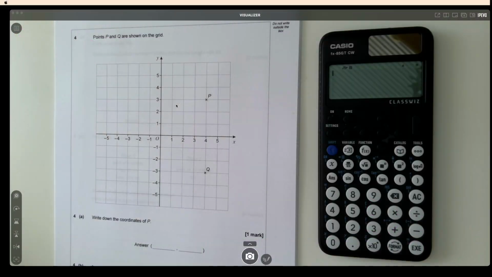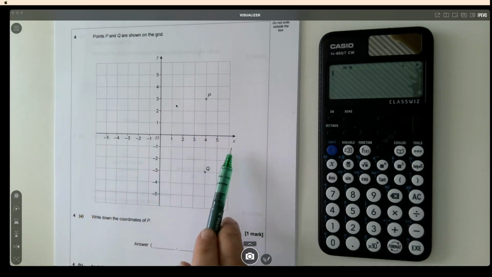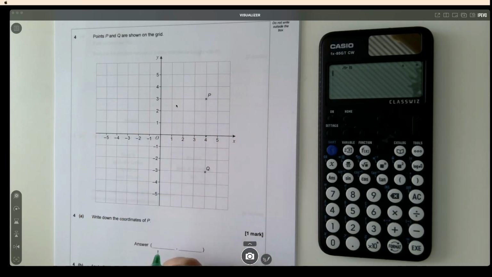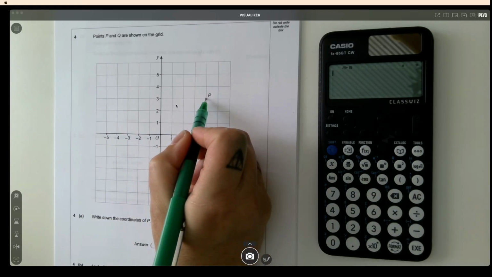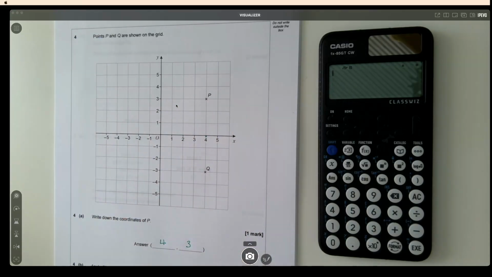Question 4. Points P and Q are shown on the grid. So we've got P and Q. Write down the coordinates of P. So for the coordinates, we go along the x-axis first. So P lines up with 4 on the x, so that's the first part of our coordinate. And then we go to the y-axis and P is opposite 3. So the coordinate of P is 4, 3.